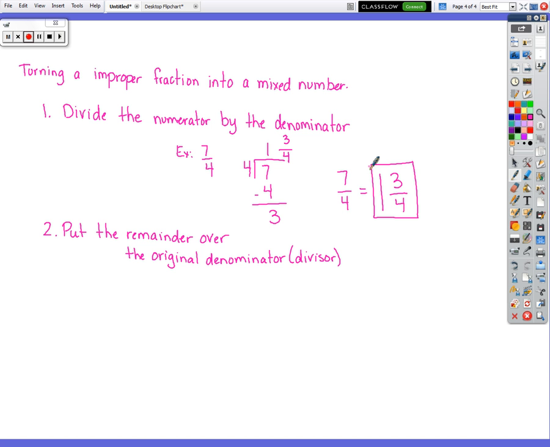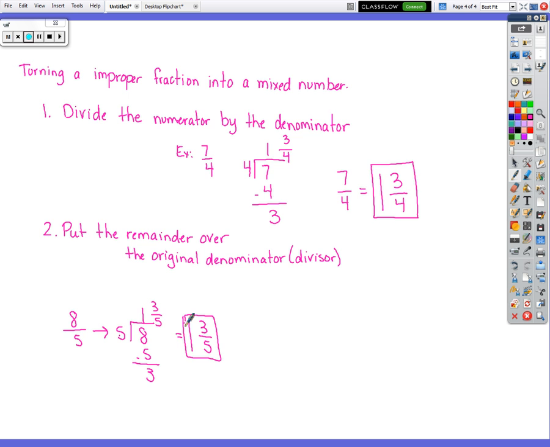Let's try another one just to practice. Let's say I have 8/5. The 5 is going to become my divisor. The 8 is going to become my dividend. 5 goes into 8 1 time. 5 times 1 is 5. Subtract, and 3 becomes my new numerator. My divisor stays the same. My answer is 1 3/5. That is how you make an improper fraction into a mixed number.